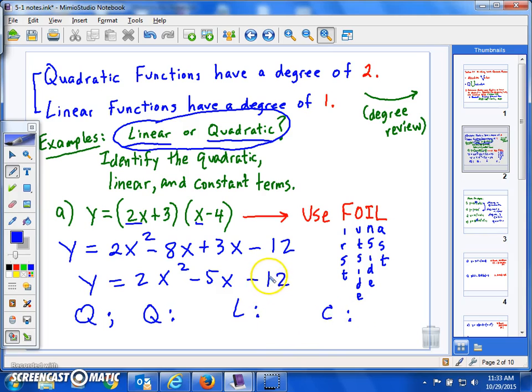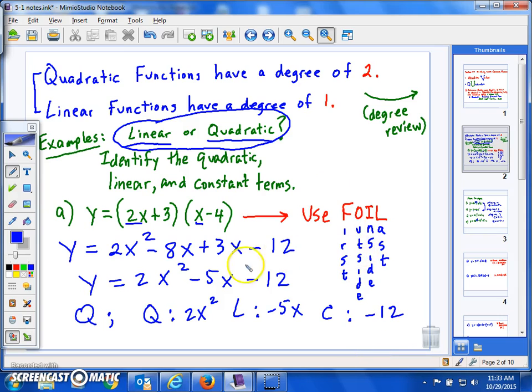Okay? So, Reagan, what's the quadratic term? 2x squared. 2x squared. Nick, the linear term? -5x. And the constant, Dylan? -12. Okay? And that's the complete answer.